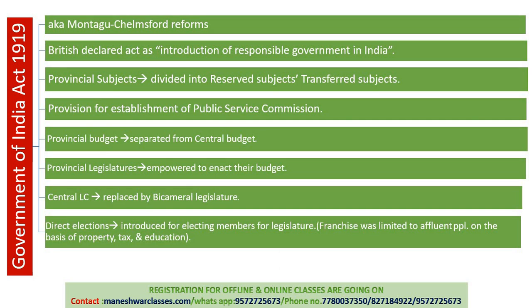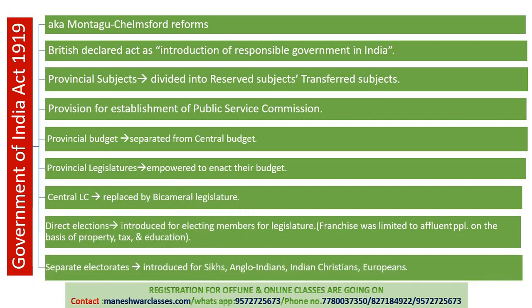In the legislature, the central legislative council was replaced by a bicameral legislature: the upper house or Council of State, and the lower house or Legislative Assembly. Direct election was introduced for electing members of the legislature, and the franchise was limited to affluent people on the basis of property, tax and education. Separate electorates were introduced for Sikhs, Anglo-Indians, Indian Christians and Europeans.